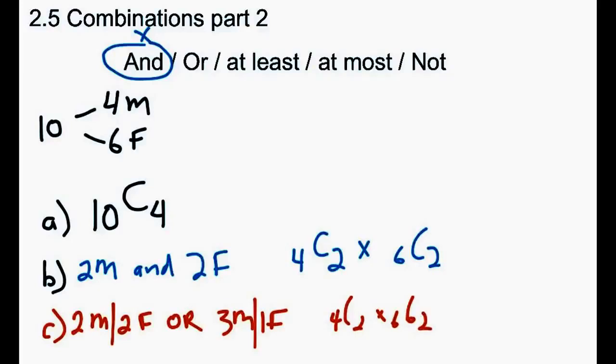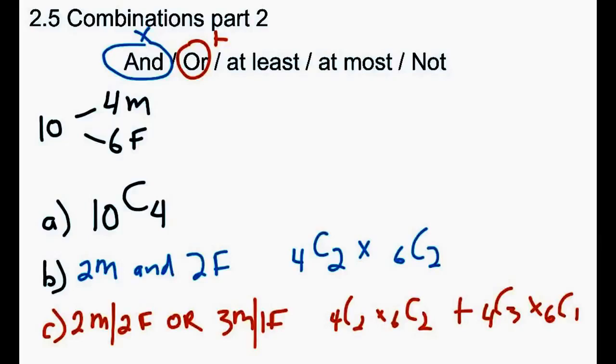Then we have or, so remember with the word or, that means plus. So then we have to add, and then we do the exact same thing all over again. So now we want 3 males, so that'd be 4C3, right? 3 out of the 4 males, and 1 female. So then we'd have times 6C1. Okay, so in this case, the or just means plus. You got to do 2 and 2 plus 3 and 1 for the second part.